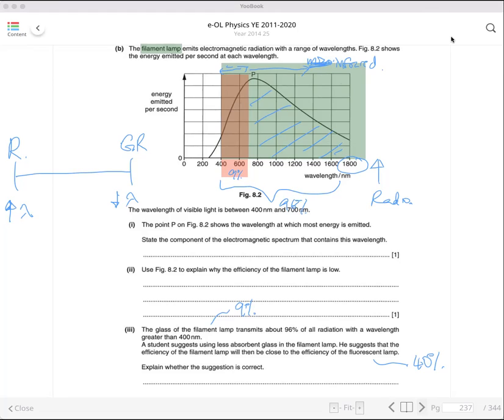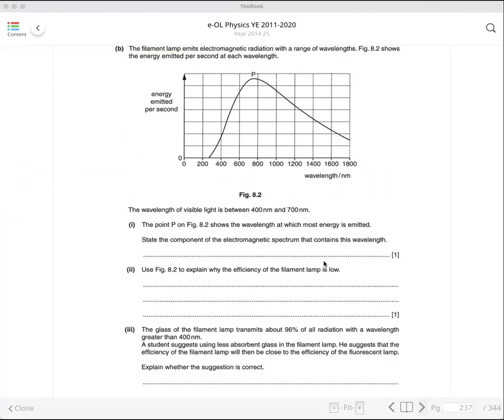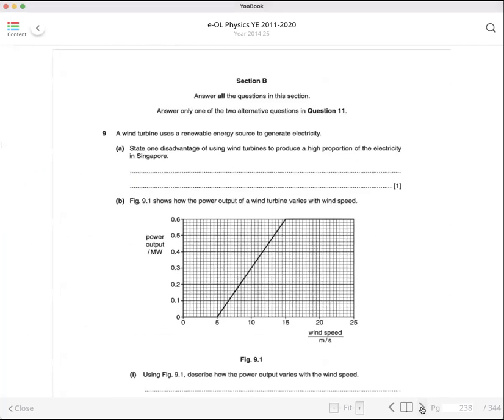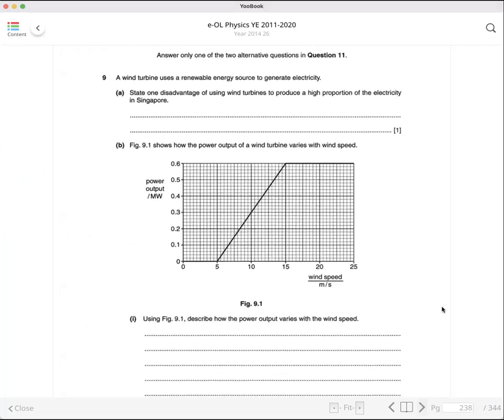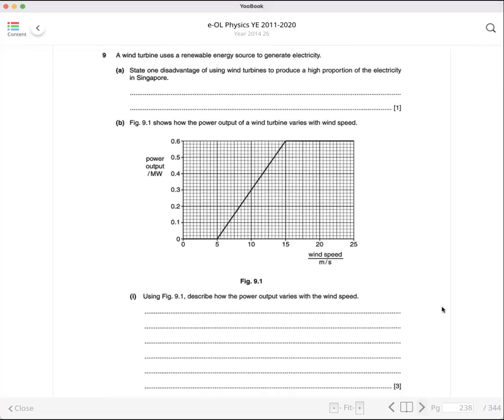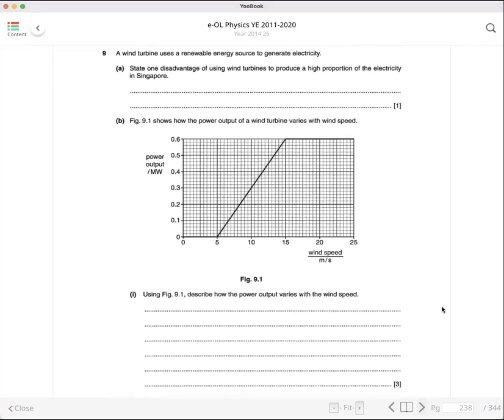Okay, let's continue. I hope that my explanation is helpful. Okay, this question I will skip. Do you all need me to go through?